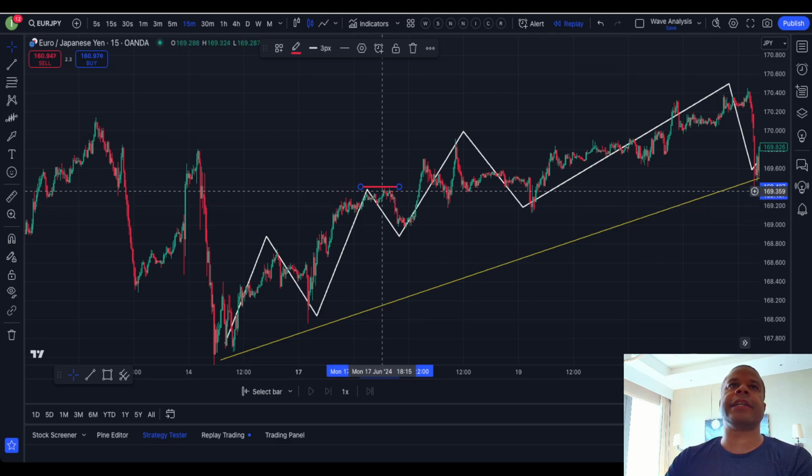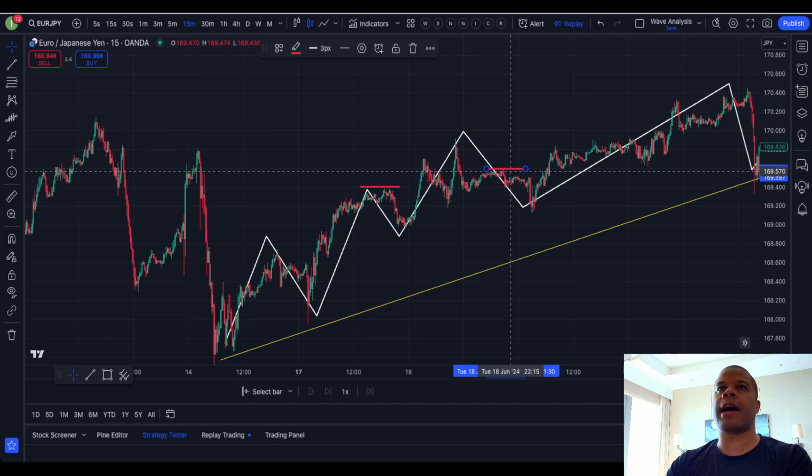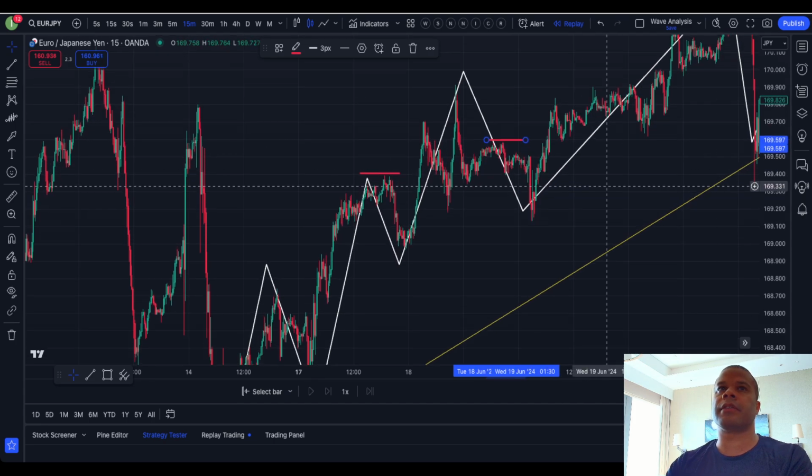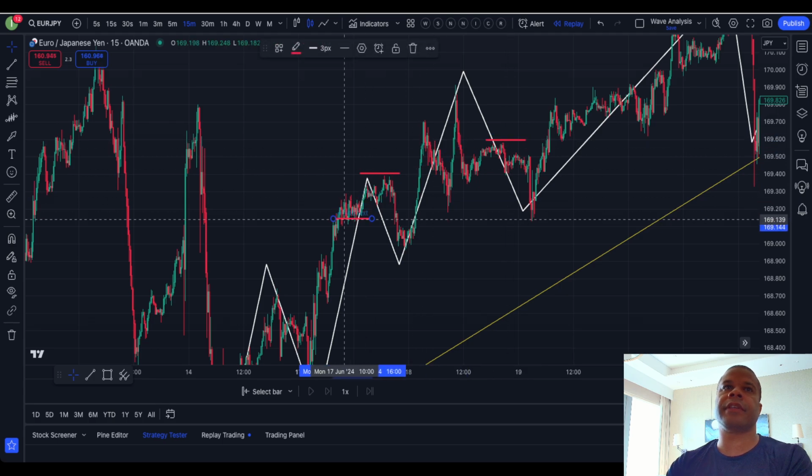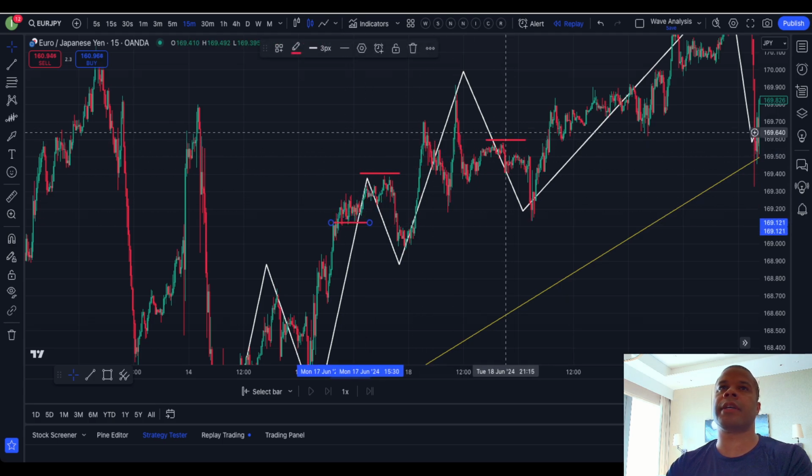Let's take these equal highs. We've got equal highs here. Look at that, we have some equal highs here. Let me scale in so you can see this a little better. Let's even take maybe these equal lows here.